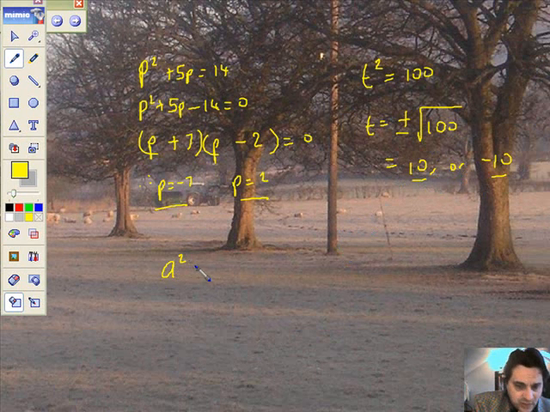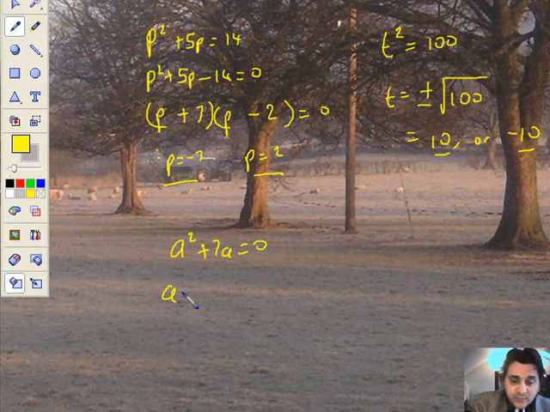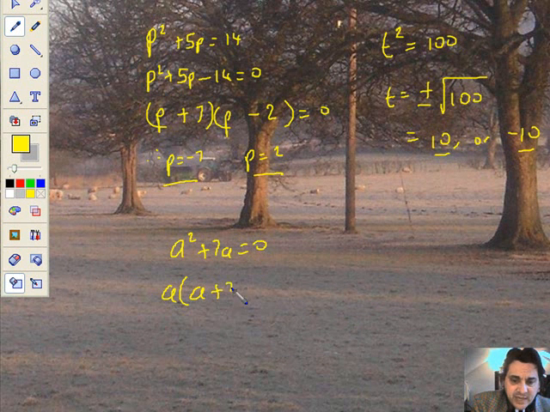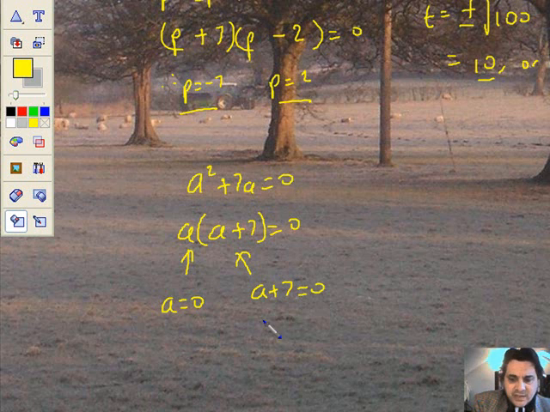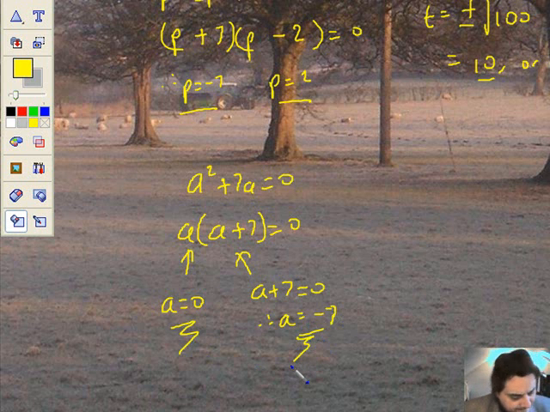This is question 10. I've got a squared plus 7a equals nothing. Again, single factor. Take a out. That leaves me a(a plus 7) equal to 0. So what have I got? Straight away I've got a equals 0. And I've got a plus 7 equals 0, and therefore a must be minus 7 as the second solution. Alright, so two answers, a equals 0 and a equals minus 7.